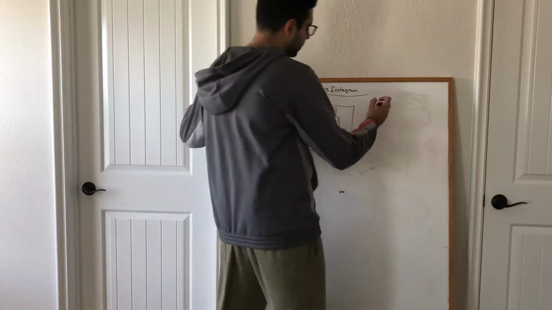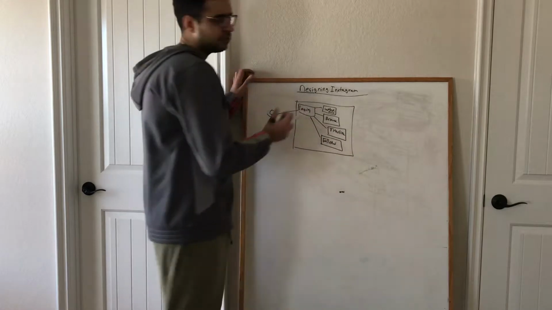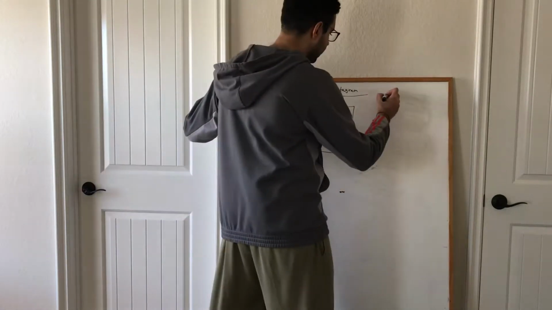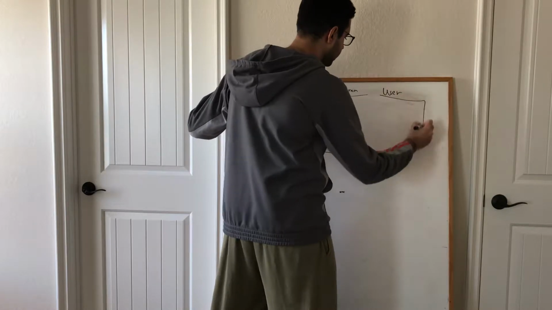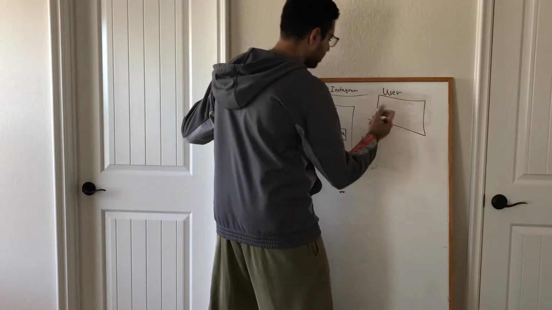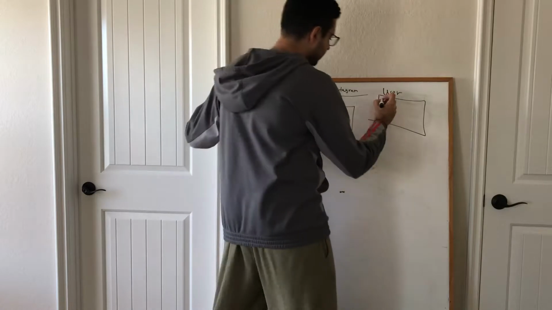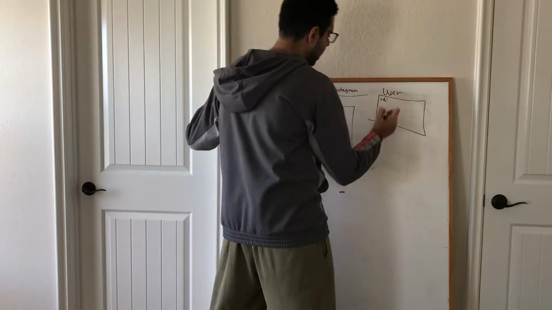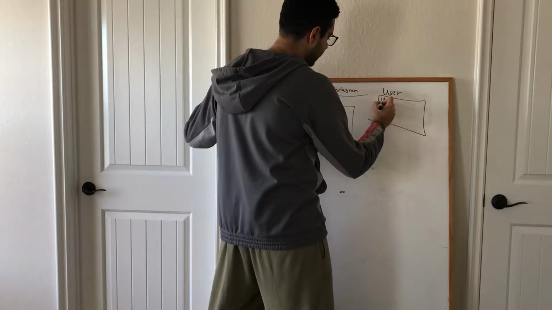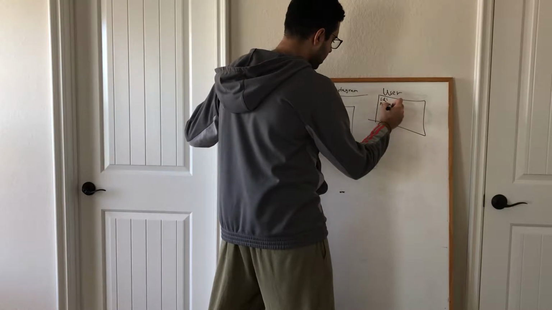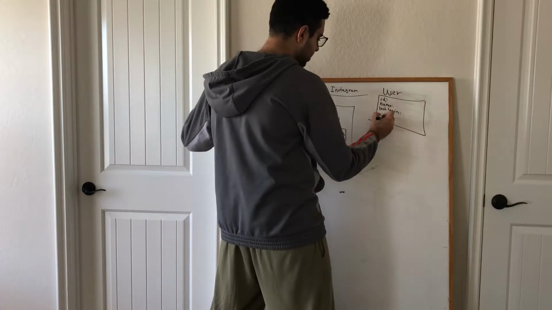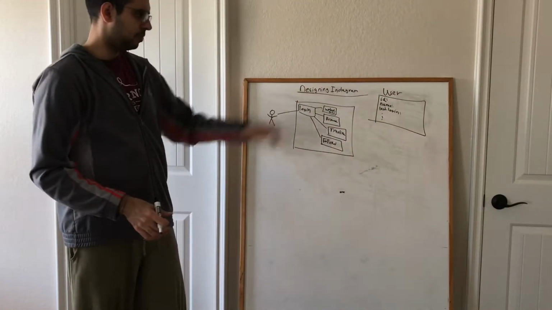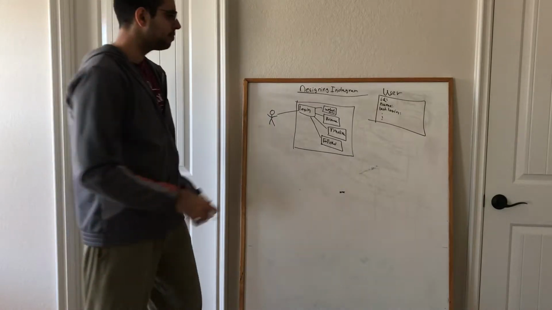A user can be defined as having some attributes. So if we go over here and say this is a user, a user has an ID, a unique ID. A user will have a name, last login, and some other metadata that we can think about later.